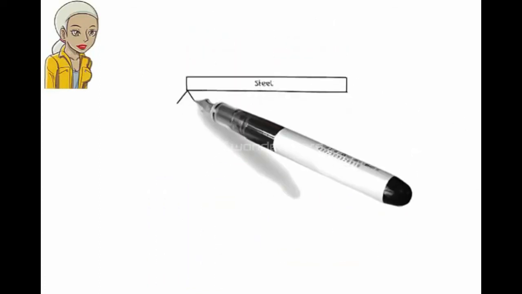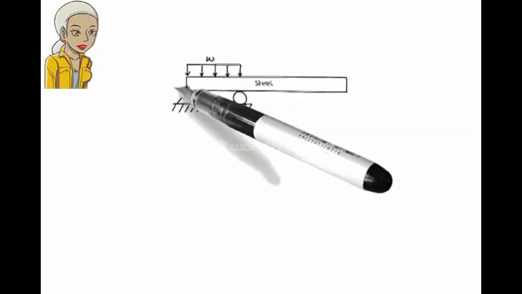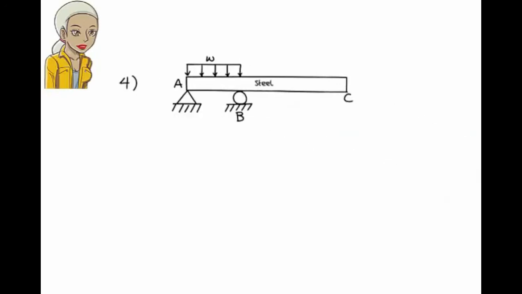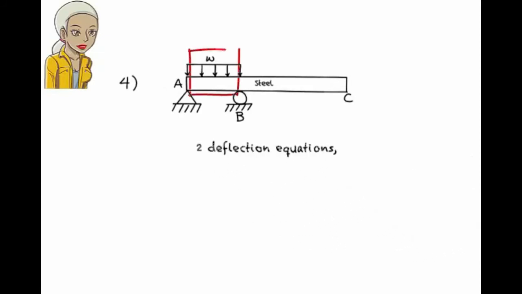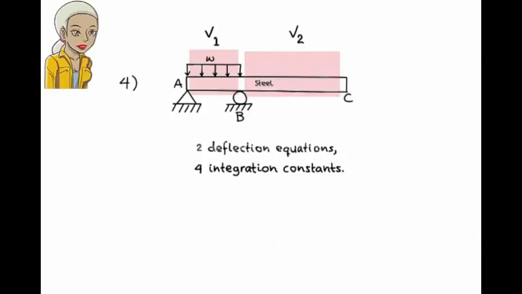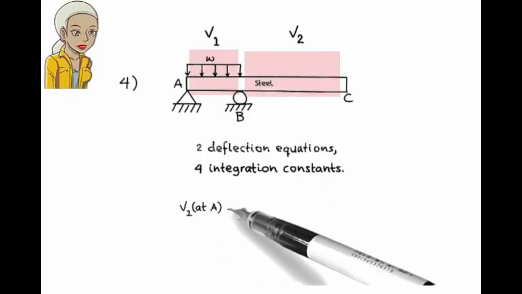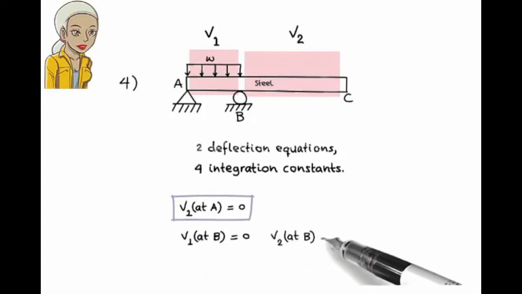Solution for problem 4. We need 2 deflection equations for this beam. Since each equation has 2 integration constants, we need a total of 4 boundary equations. They are: deflection at the pin support must be 0. Deflection at B, where the beam rests on an internal roller, must be continuous and 0.